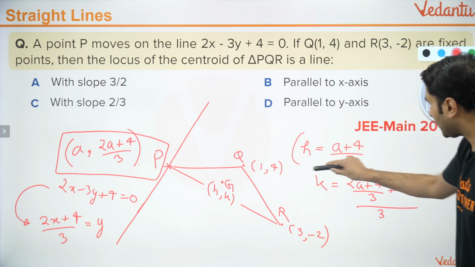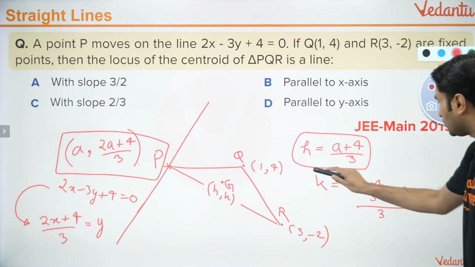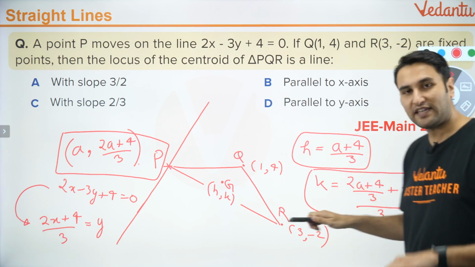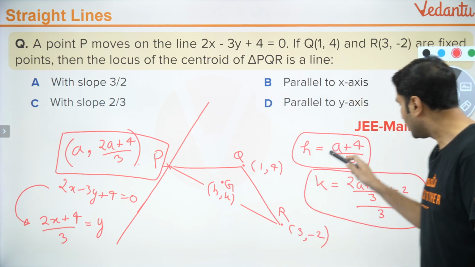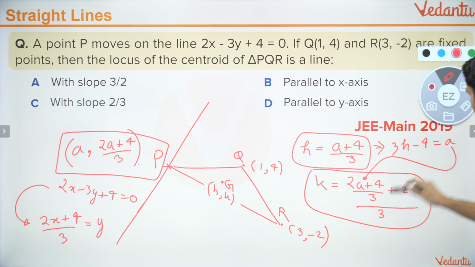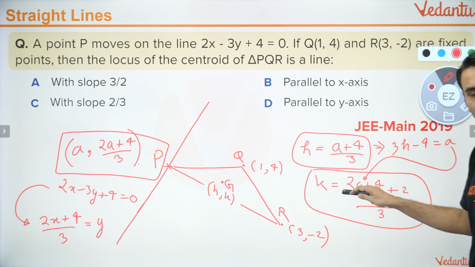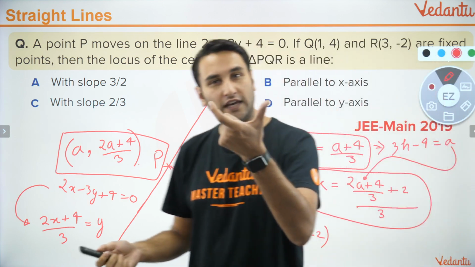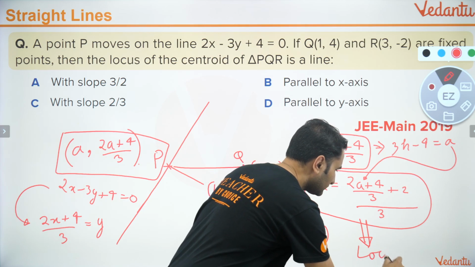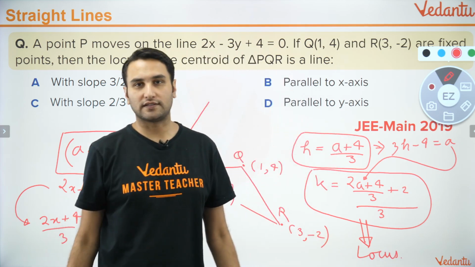क्या हो गया? Now you have got h in terms of a, you have got k again in terms of a. दोनों में से a को eliminate कर दो. From here you can write a as 3h minus 4 is equal to a. इस a को लाके यहाँ पुट कर दो. Take this a, put it here. You will get a relationship between h and k. ठीक है? That will be your locus.